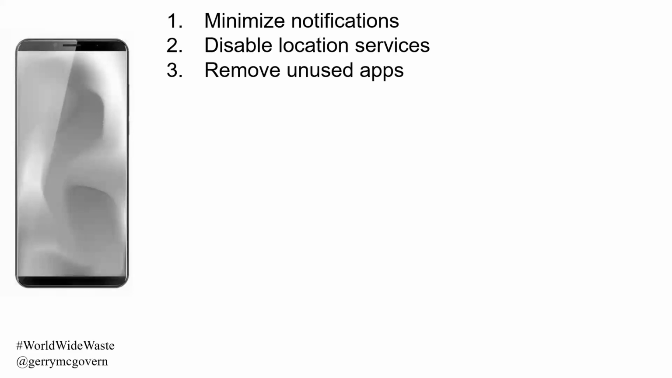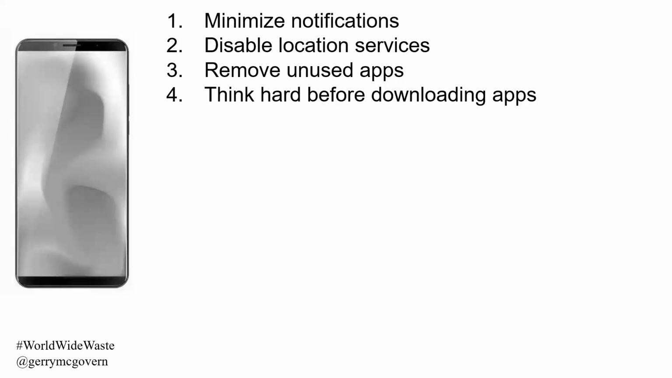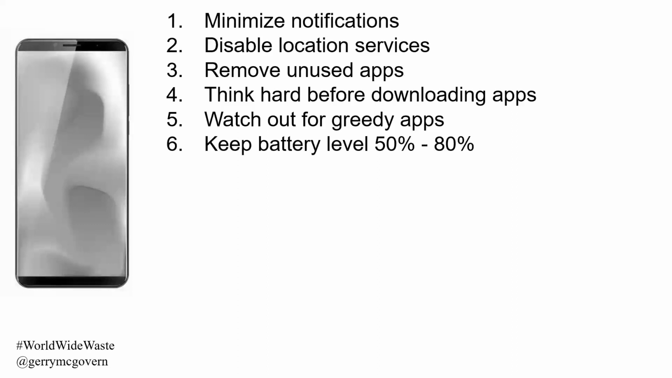If you're using a smartphone, minimize notifications. They're energy intensive. Disable location services. They're energy intensive. Remove unused apps. It's energy intensive to update those apps. Think hard before downloading apps. This reduces wear and tear on your battery and other things, and makes your phone last longer. Watch out for greedy apps. There are certain apps, Facebook, etc., that are extremely intensive and constantly calling back.